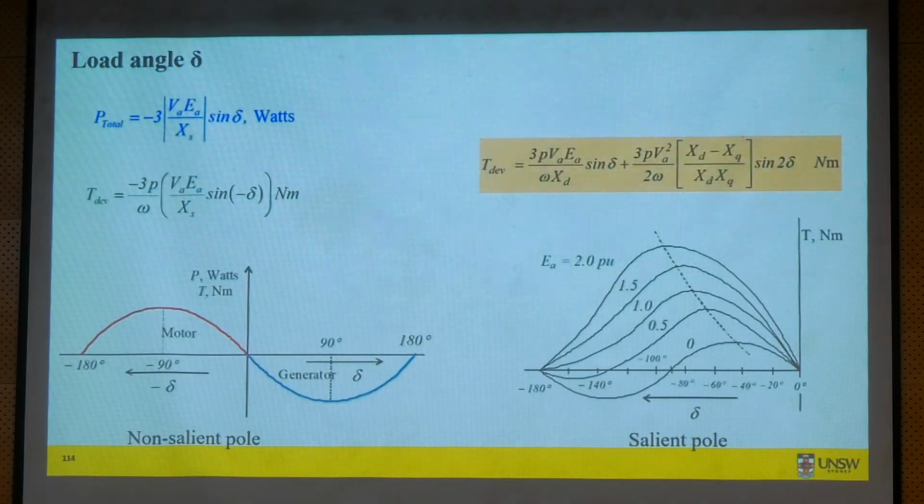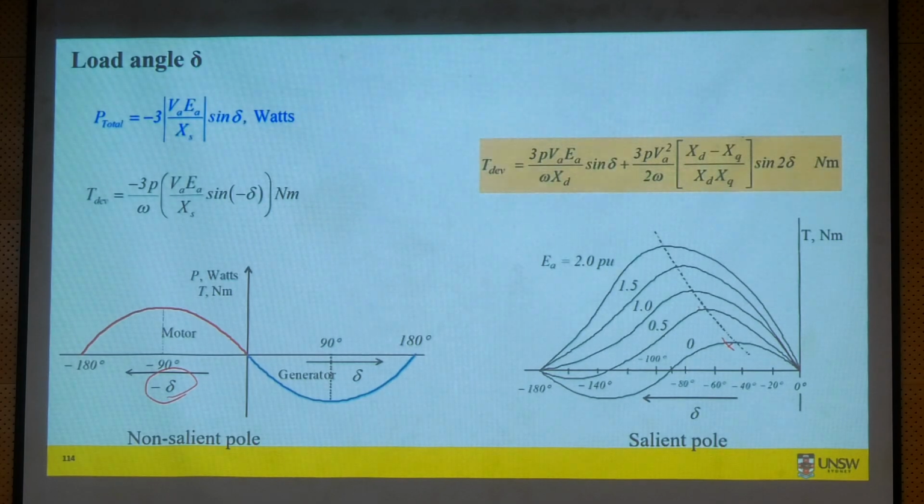If we plot these torque characteristics versus delta, the load angle, you see that you get the peak torque when delta is equal to 90 degrees, in case of a uniform air gap machine or SPM machine. In case of a salient pole machine, since we have the reluctance component, the peak torque does not occur at delta equal to 90 degrees. Usually it occurs at lower than 90 degrees.